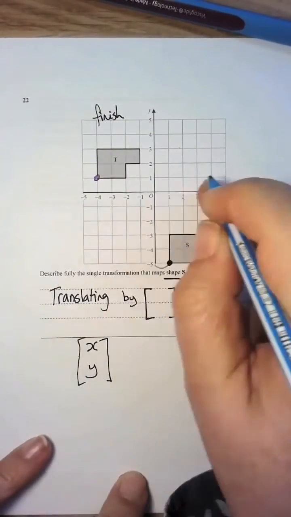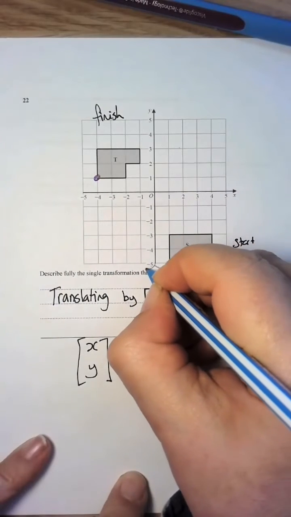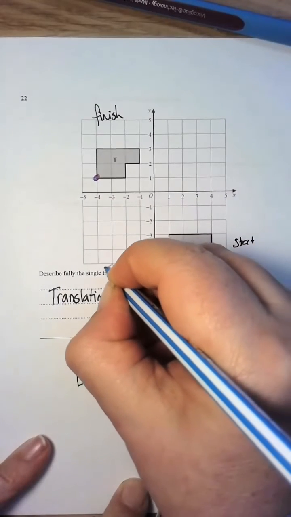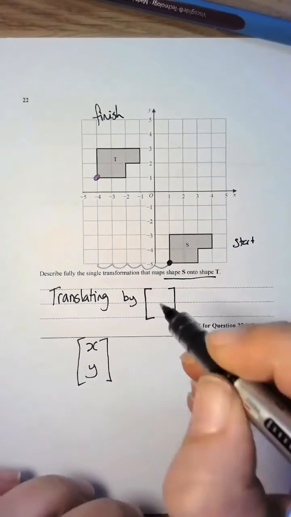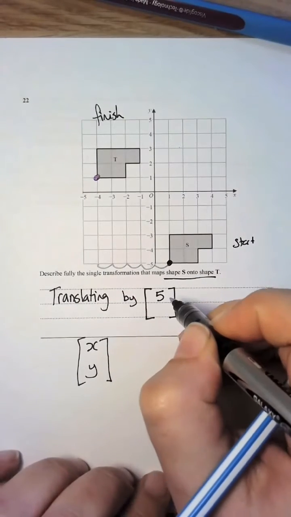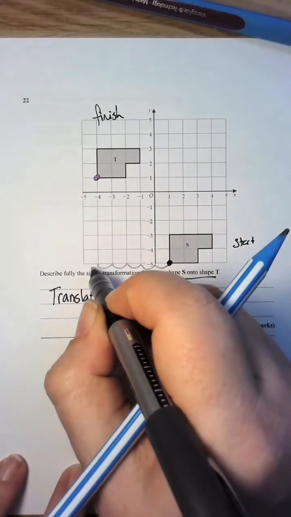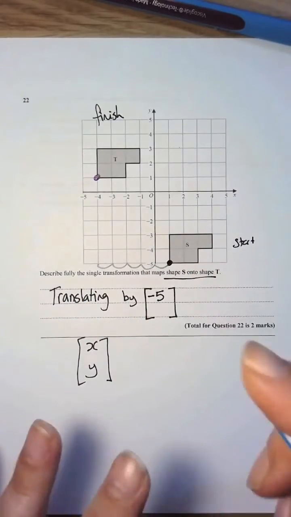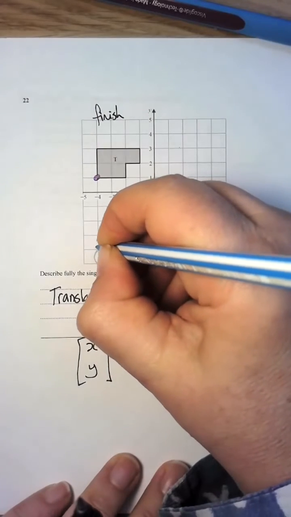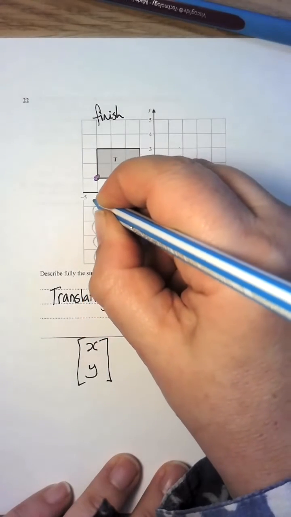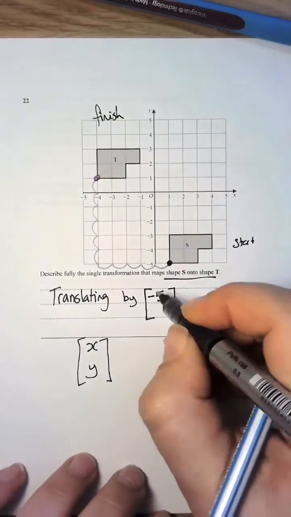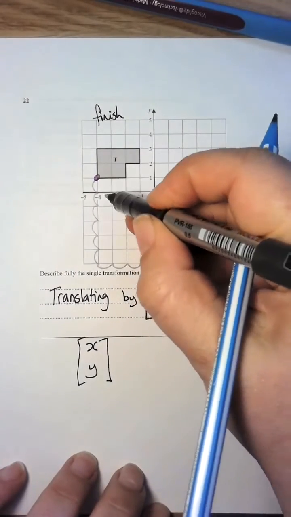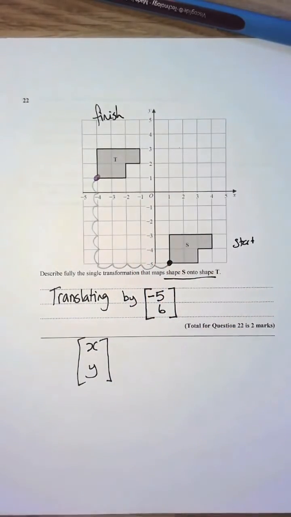One in the X direction, which is this way, left to right: 1, 2, 3, 4, 5. So the X coordinate is 5, but it's moving backwards. I'm going down the numbers, so it's actually -5. And then I'm moving up 1, 2, 3, 4, 5, 6. This is moving in the positive direction of Y, so this is the answer.